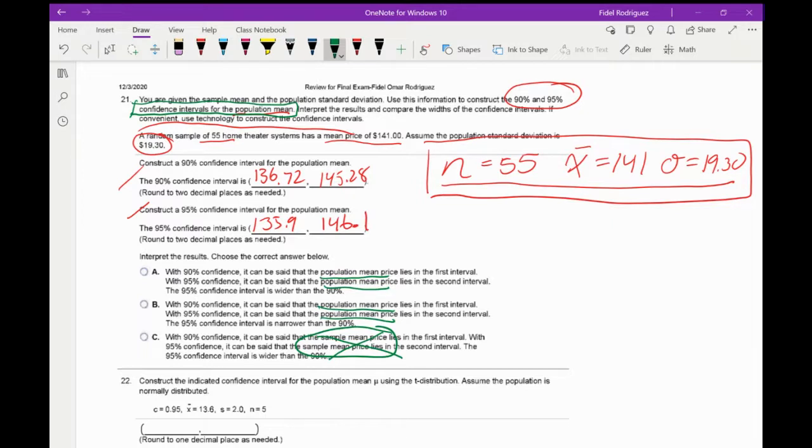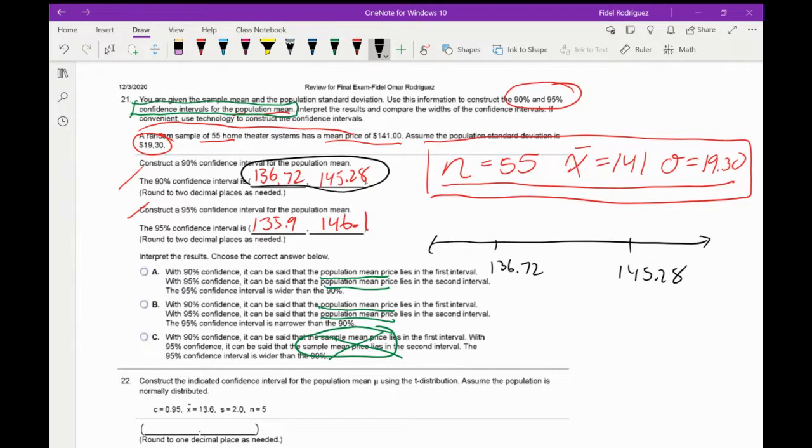Is the 90% confidence interval wider, or is the 95% confidence interval wider? So if I were to draw a number line right here, and say I were to put this one, right? I'm going to just mark my numbers down, 136.72 and 145.28. That's the 90%. So now suppose I do it in green and I put the 135.